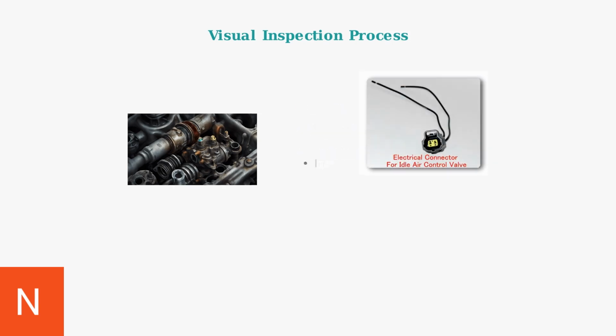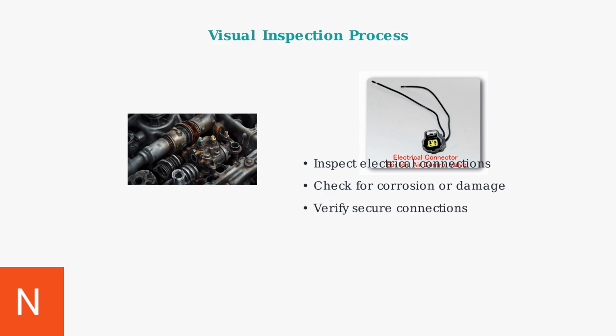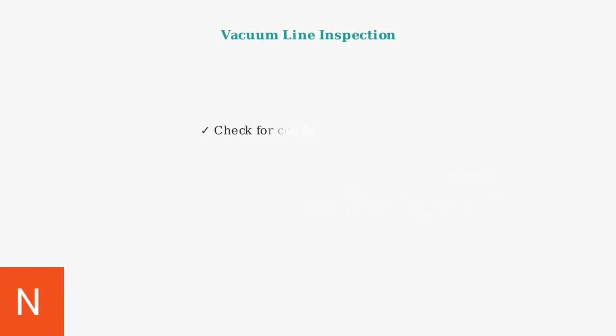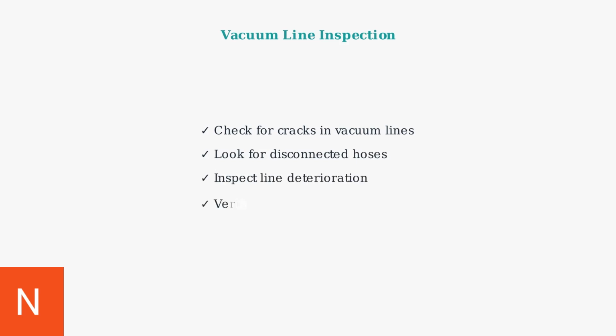Inspect all electrical connections for corrosion, damage, or loose connections. A faulty electrical connection can cause intermittent IAC valve operation. Examine vacuum lines for cracks, disconnections, or deterioration. Vacuum leaks can cause erratic idle behavior similar to IAC valve problems.